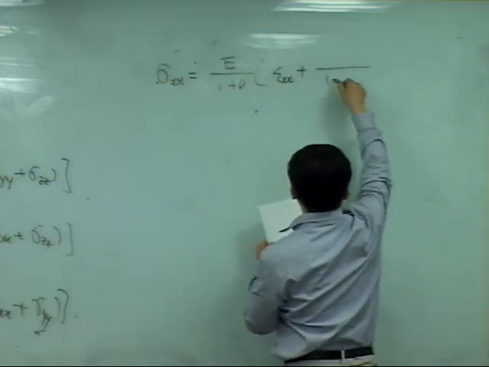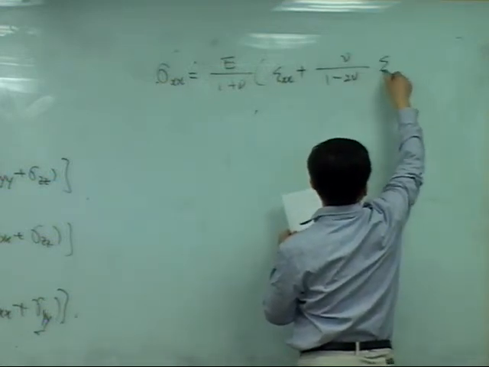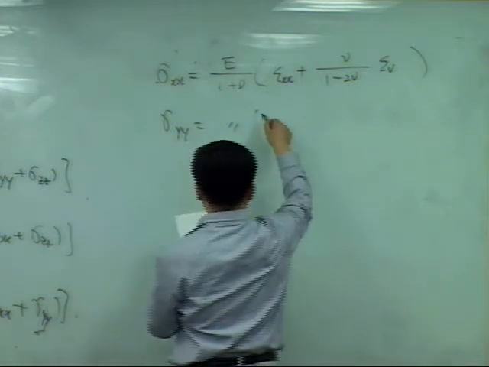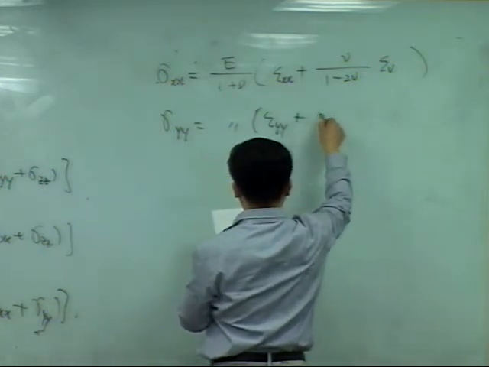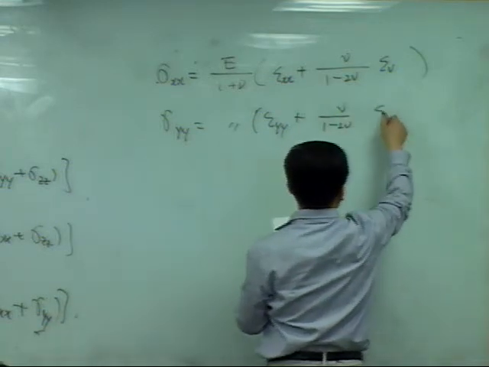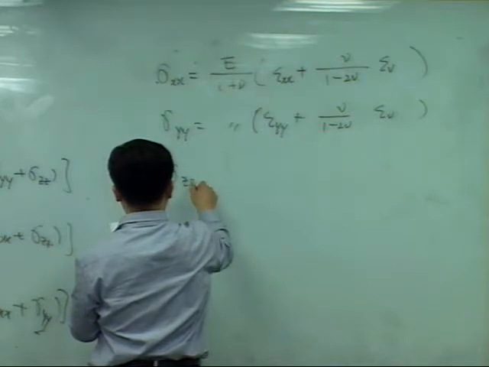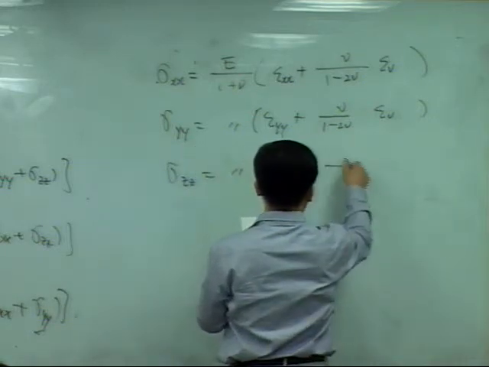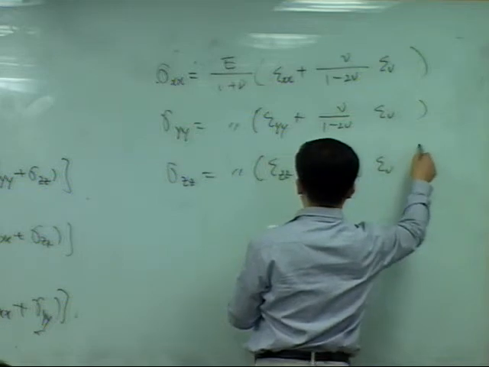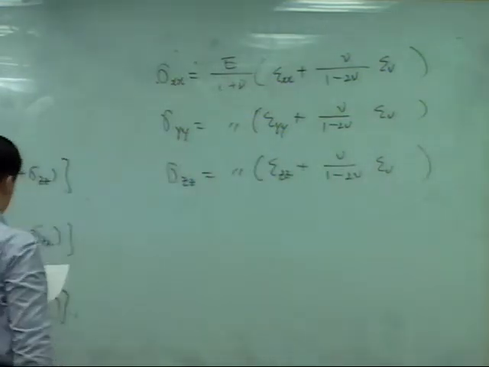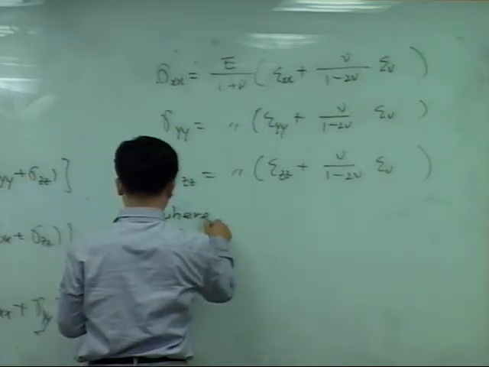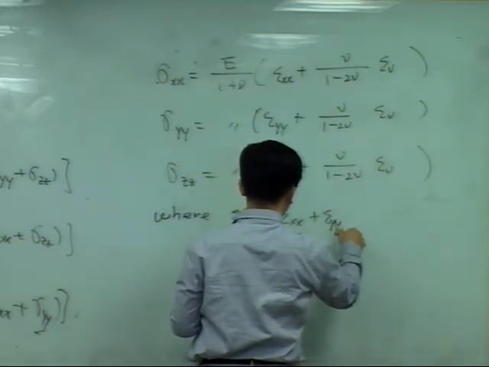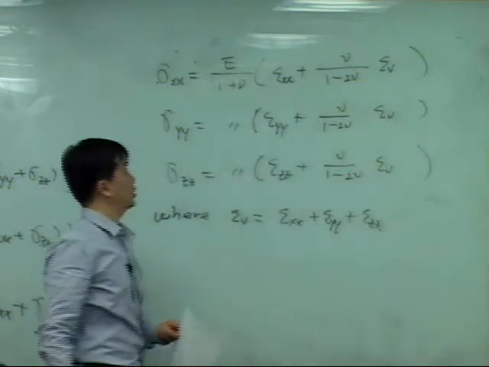Then sigma XX will be E over (1 plus mu) times epsilon XX plus mu over (1 minus 2 mu) times epsilon V. Sigma YY the same, with epsilon YY, and sigma ZZ the same, with epsilon ZZ. We're going to have this equation here, where epsilon V is the sum of the strains XX plus YY plus ZZ.